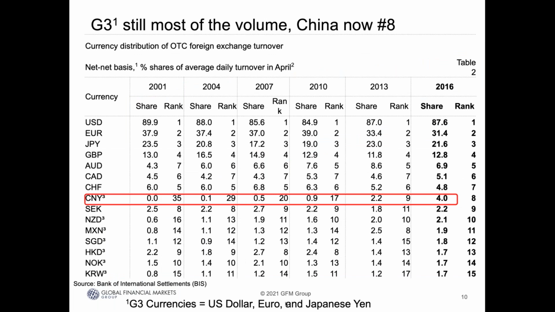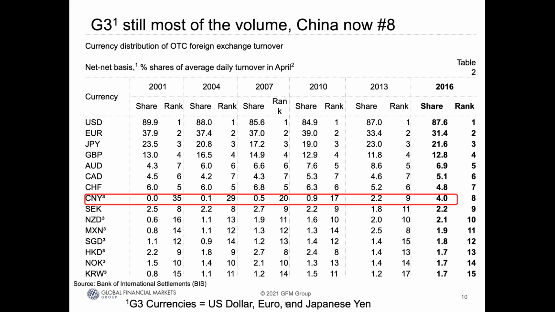In terms of currencies, this is from the Bank for International Settlements and shows you what are the most traded currencies in the world. Perhaps not surprising, the big 3, the G3, if you want to call them, are the dollar, the euro, and the yen, the US dollar, the euro, and the Japanese yen. These together account for really most of the world's currency turnover, followed by the British pound, the Australian dollar, the Canadian dollar, and the Swiss franc.